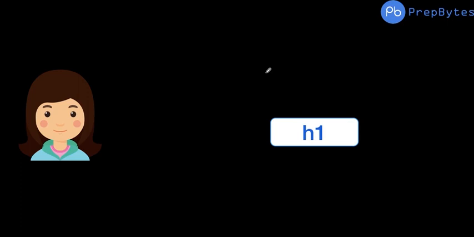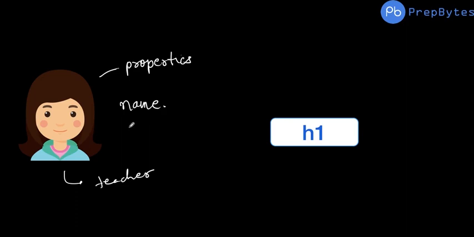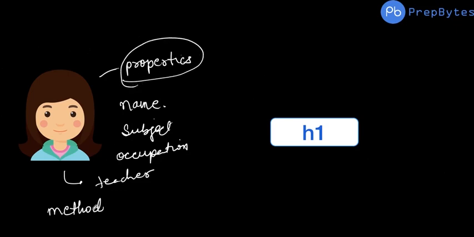Now any object that you see around, it has got two things. Let's say this is a teacher, she's a teacher. Every object is having some properties. Let's say if this is a teacher, then her properties maybe will be name, the subject she teaches, what is the occupation. And then we have some methods. So every object will have properties and methods.